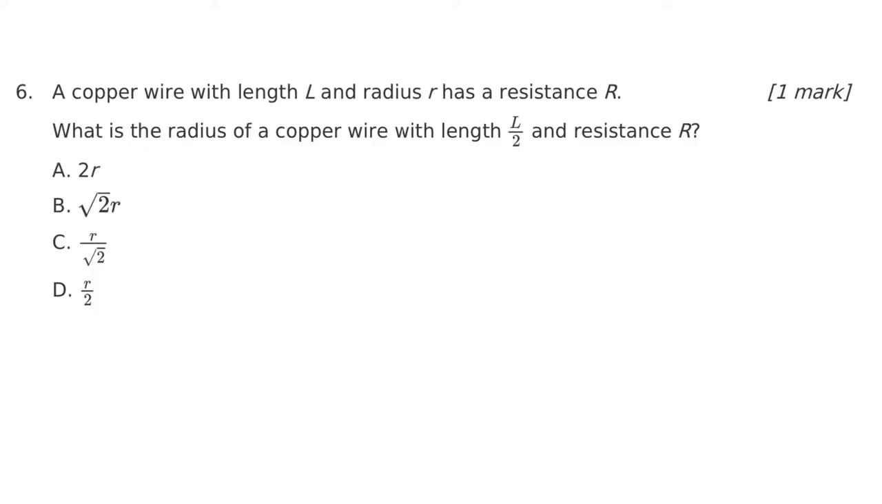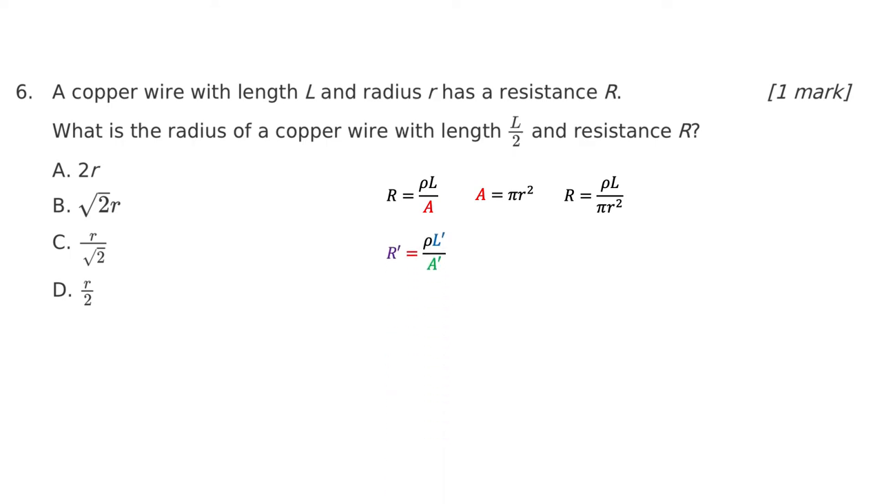We've now got a copper wire with a particular length and radius and resistance. And we want to know the radius of a copper wire with the same resistance but with different lengths. Okay, again, we're going to use R equal to rho L over A, and remembering that A is pi r squared. And so therefore, for the first wire, we've got rho L over pi r squared.